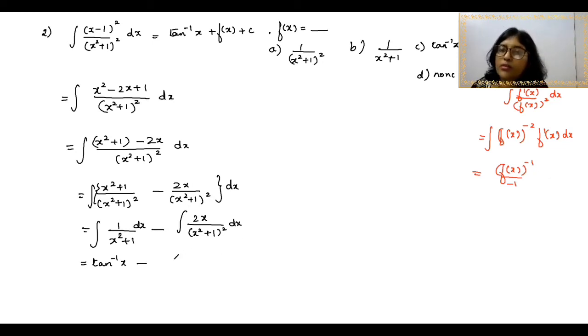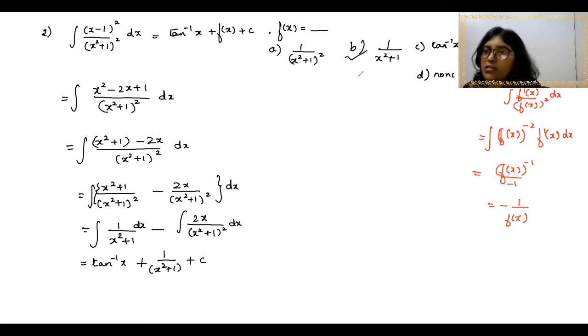So instead of substituting this as t and then writing the value, we can directly use this. So it becomes minus 1 upon, we'll directly put it as, minus of minus will become plus 1 upon the function, which is x square plus 1. And of course plus c is there. So that means our answer is B. Okay, so let's move on to the next.